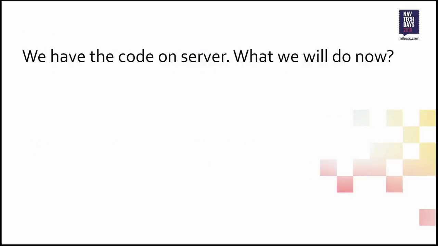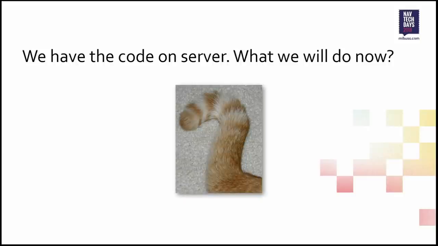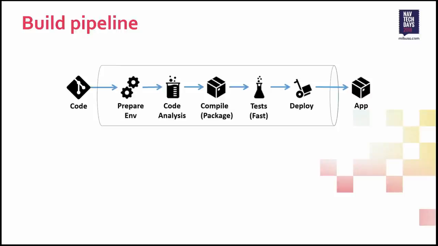We now have the code on the server somewhere in the repository. What will we do now with that? I want to run some tests and make sure that Gunnar has done a good job and everything is really working as expected. We need to create something which is named a build pipeline. The build pipeline will take the code, do something with it, and produce the app, the result of this compilation. So why don't I just have the app in the repository?